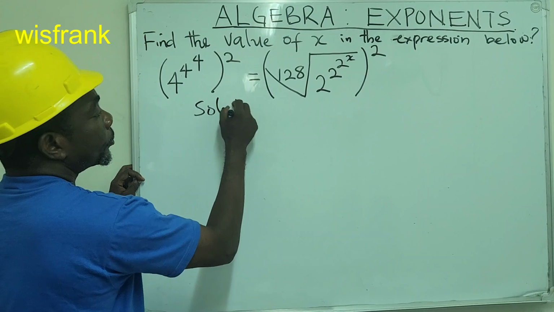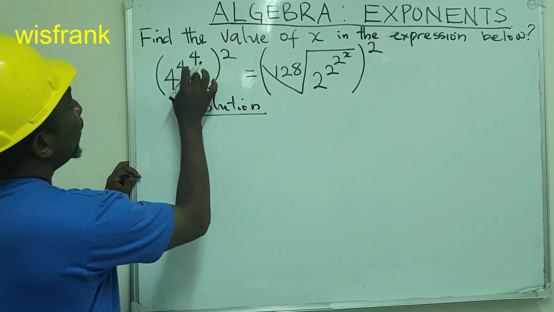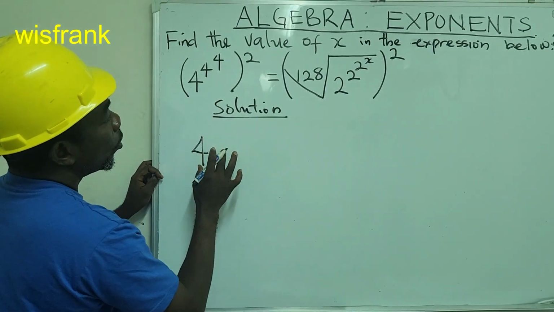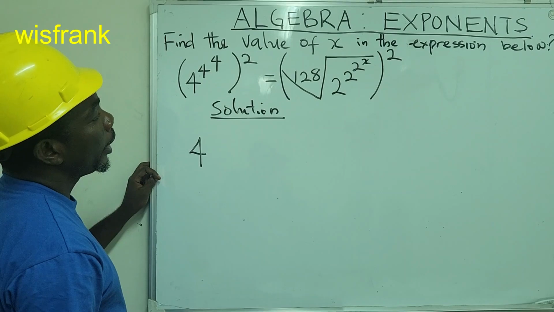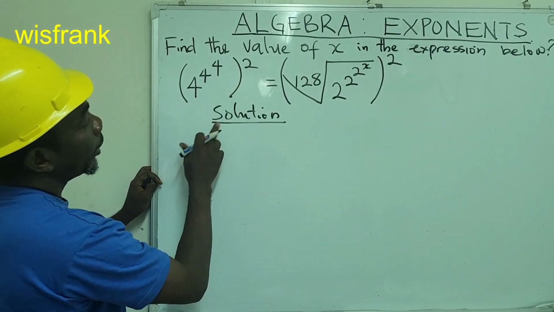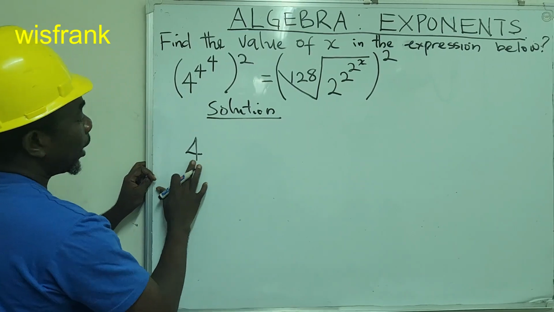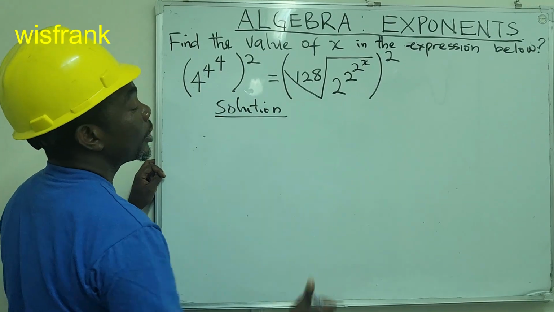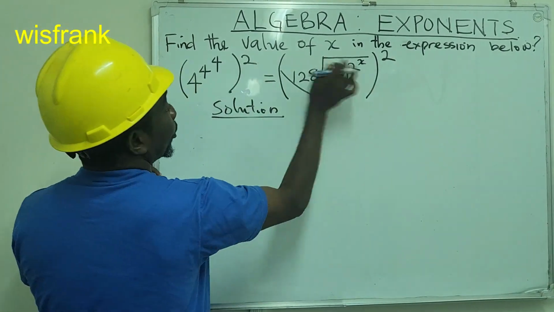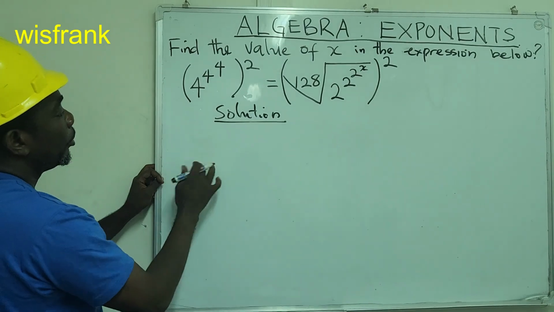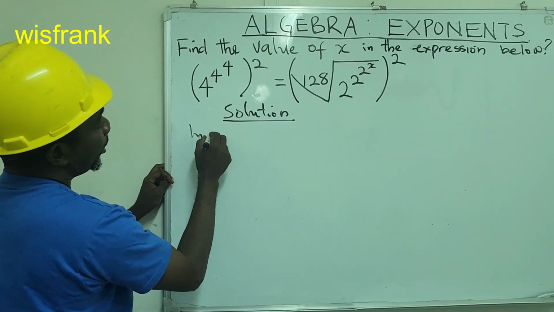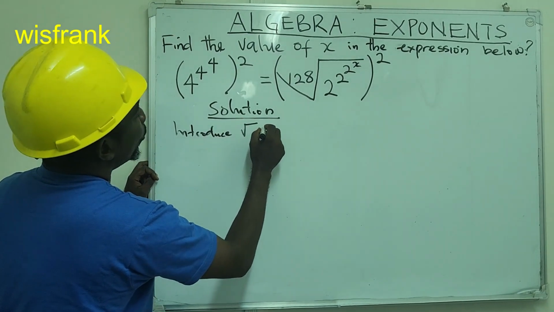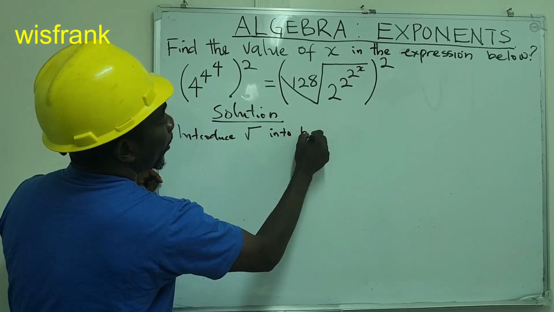So we have this as 4. Before we continue, we are looking for a way that we can remove the bracket. How can we do that? We need to introduce a square root into both sides so that the square of both sides can be removed. So step number one is to introduce a square root into both sides.